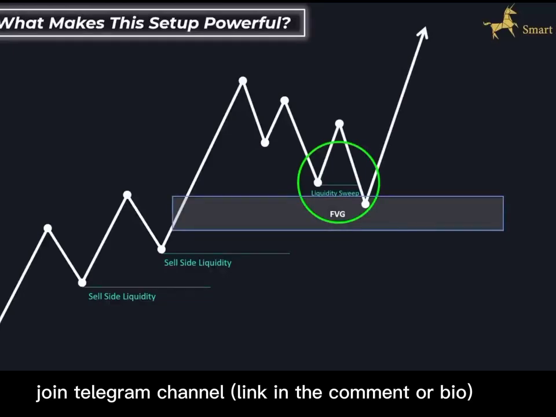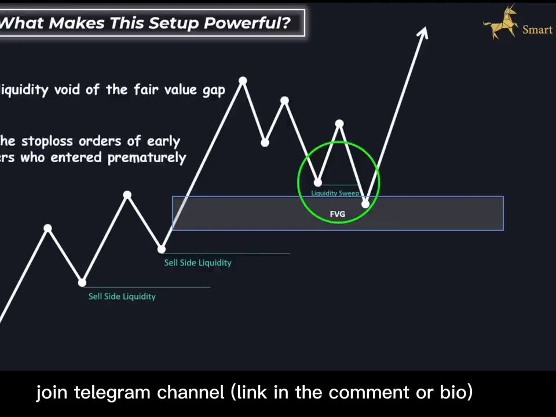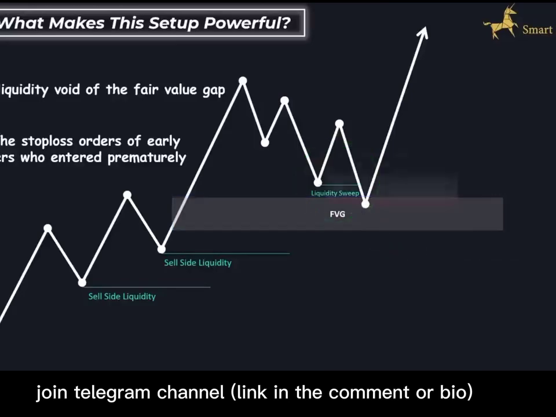When price takes liquidity near a key level, such as a swing high or swing low, while also filling a fair value gap, it removes two major sources of pressure from the market at once. First, the liquidity imbalance inside the fair value gap, and second, the stop losses of early traders who entered too soon. Once both of those are taken out, the path becomes much cleaner for price to move decisively toward the next liquidity pool. And that is exactly what makes this setup so effective. It's not just a technical pattern, it's built on real market logic.